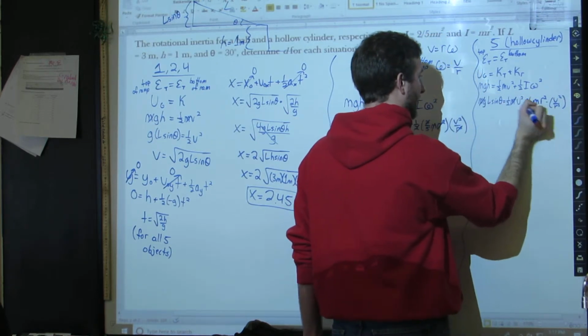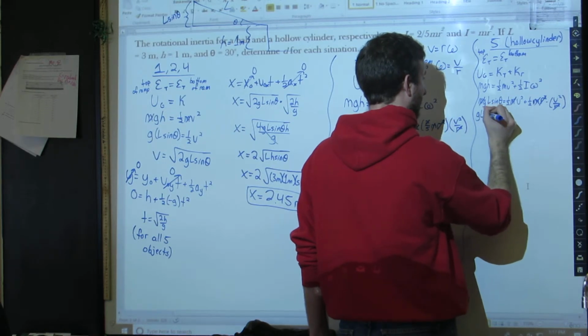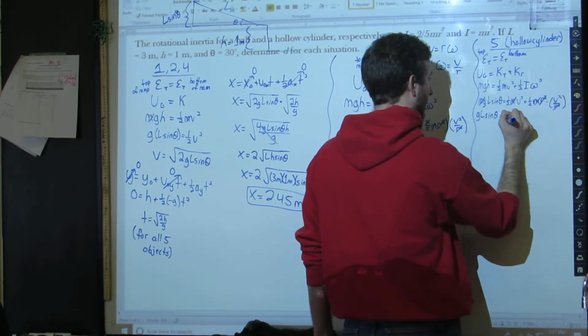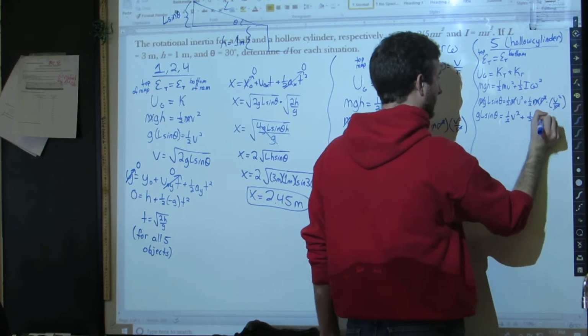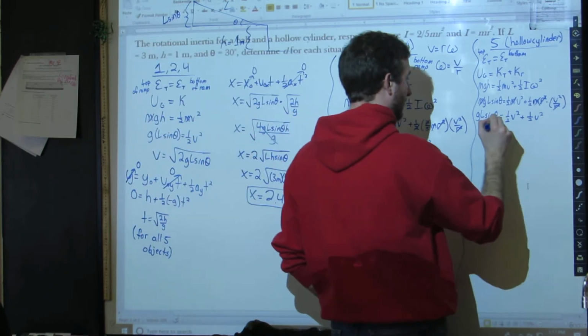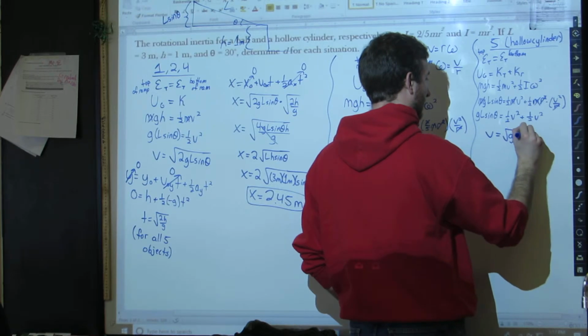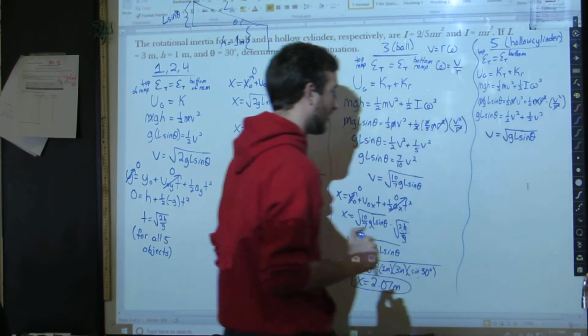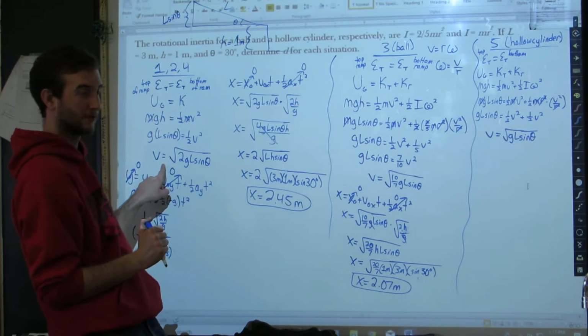Again, cancel the m's and cancel these. I end up with g L sine theta equals 1/2 v squared plus, ooh, look at that, 1/2 v squared. 1/2 v squared plus 1/2 v squared is simply equal to v squared. Therefore, v, in this case, is the square root of g L sine theta. Again, which is less than this, which is less than this.